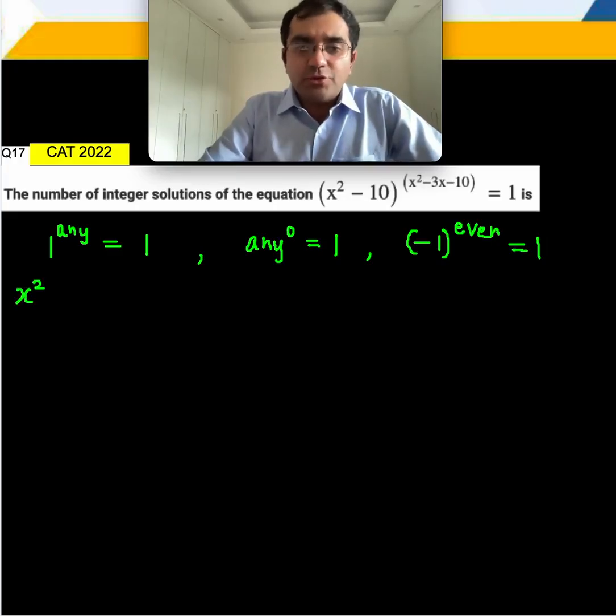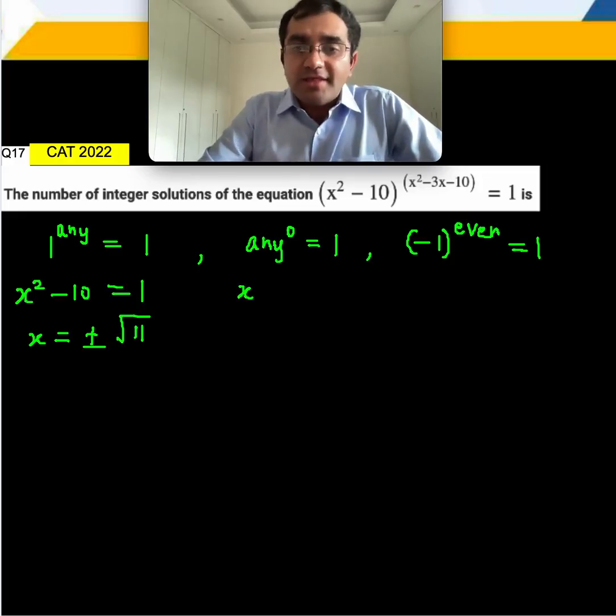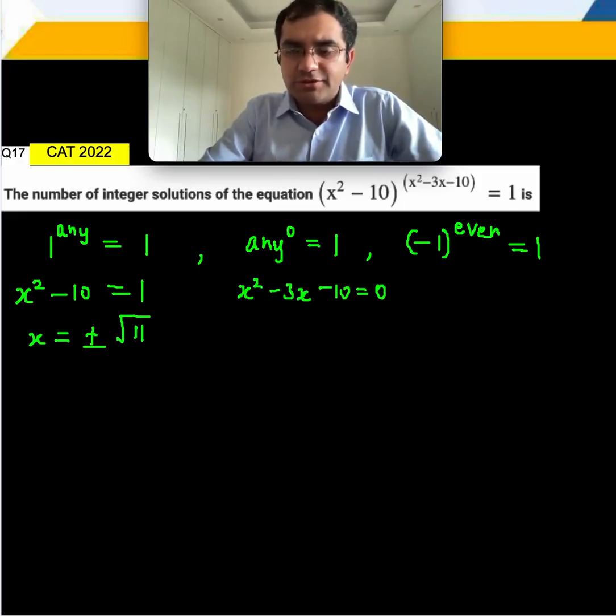ठीक है, so quickly we take the base as 1, x square minus 10 as 1, तो ये x आ जाता है plus minus root 11, but that is not an integer. Then you have something to the power 0, power को 0 कर देंगे, the power 0, so your roots turn out to be 5 and minus 2, and these are two integers over here.